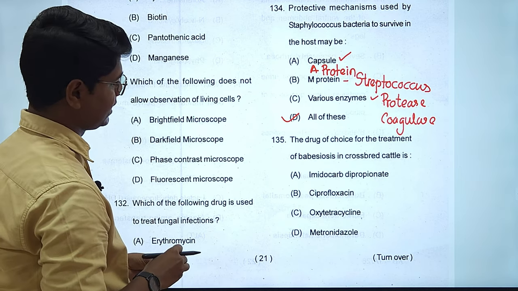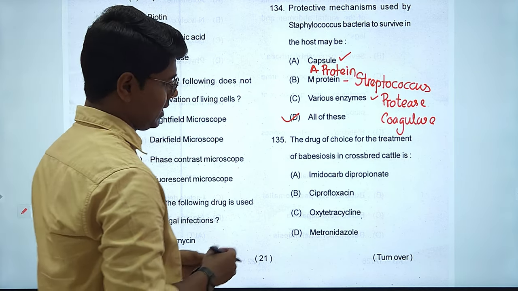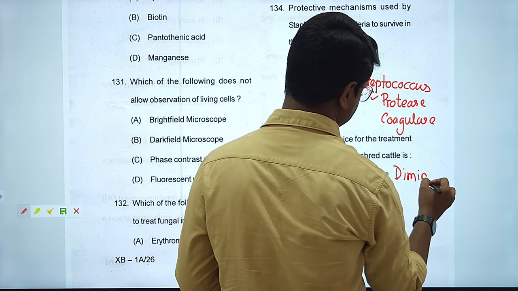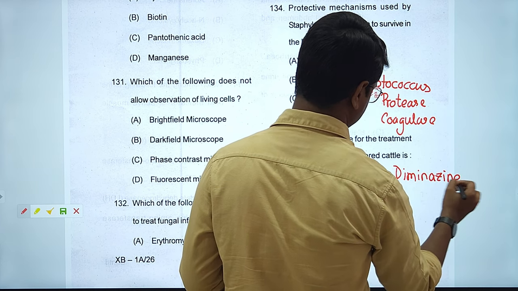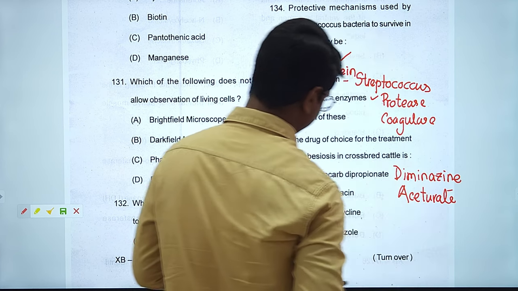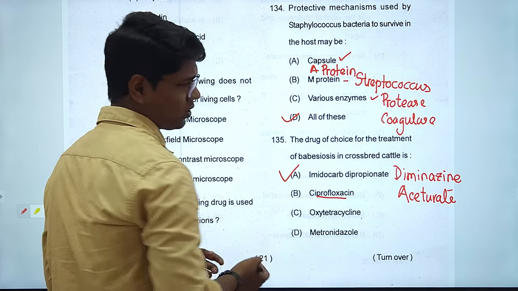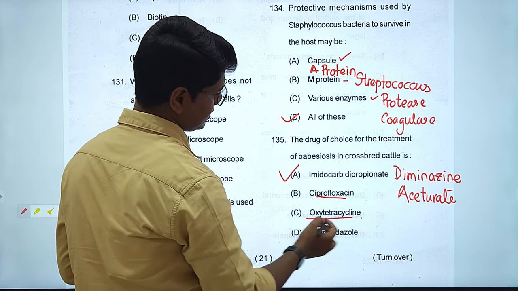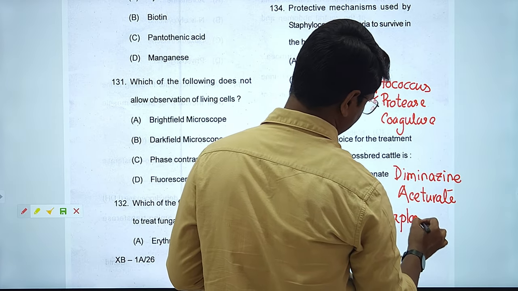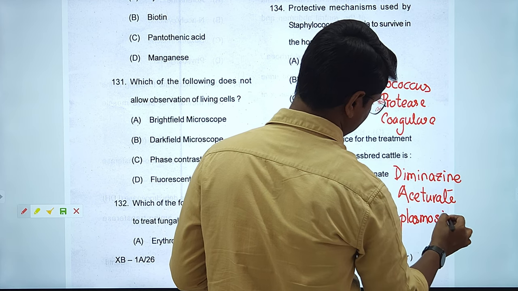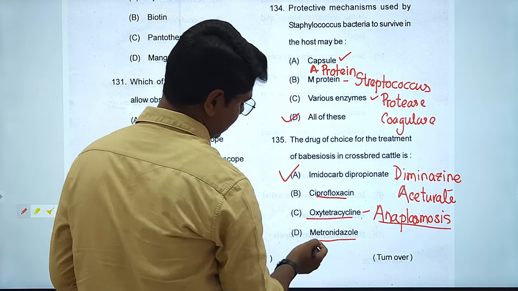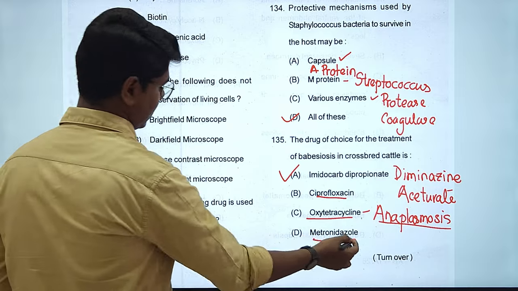The drug of choice for the treatment of babesiosis in crossbred cattle is imidocarb dipropionate. Also you can use diminazene aceturate. Ciprofloxacin is usually used for gut diarrhea cases. Oxytetracycline is used in anaplasmosis. For other bacterial infections you can also use it, but for hemoprotozoan anaplasmosis, oxytetracycline in high doses is used. Metronidazole is for gram negative anaerobic bacteria.